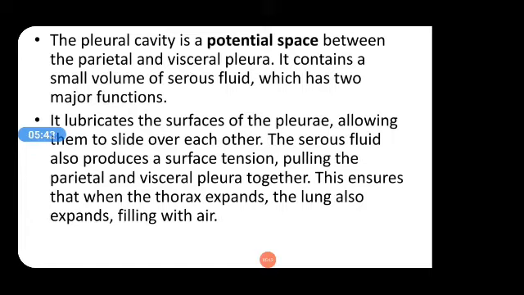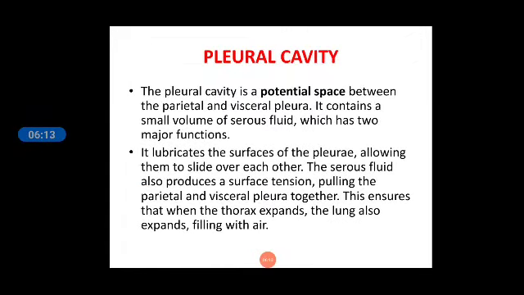So when the lungs expand, there will not be any friction. It also produces a surface tension, pulling the parietal and visceral pleura together. So both pleura expand together. This ensures that when the thorax expands, the lung also expands, filling with air. So the two functions of the pleural cavity are lubrication and expansion.